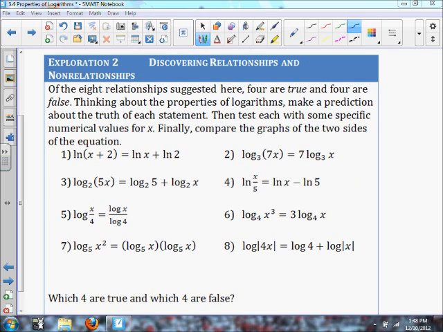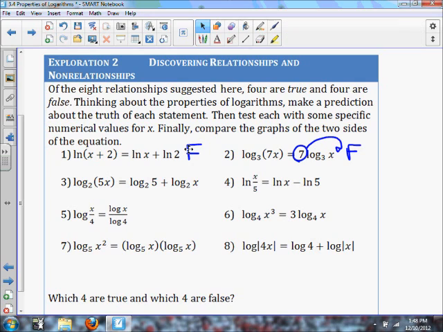First one, we cannot do what they did here. The only time we could do that is if we had x times 2. So the first one would be false. The second one would also be false because the only time that you can bring the 7 out front is if it were an exponent. So that is false. Now if you look here, log of 5x to the base 2, we can separate these by adding. So the third one is true. The fourth one is also true. That's one of the basic properties. That is the quotient rule.